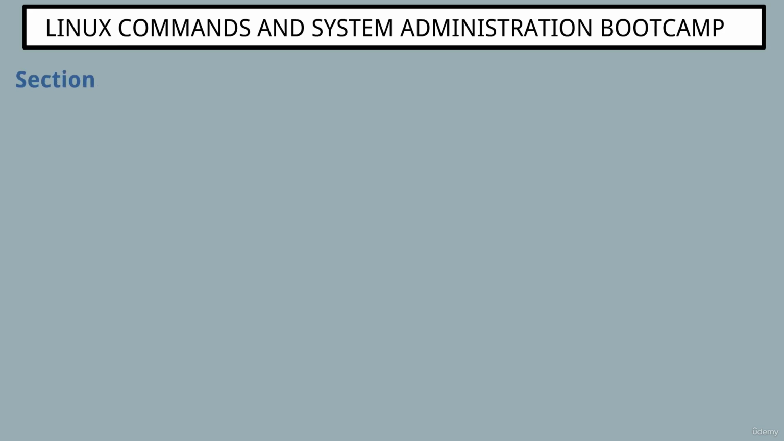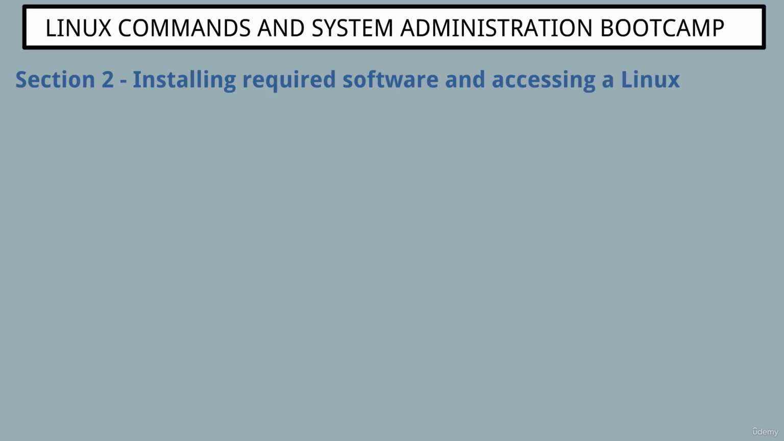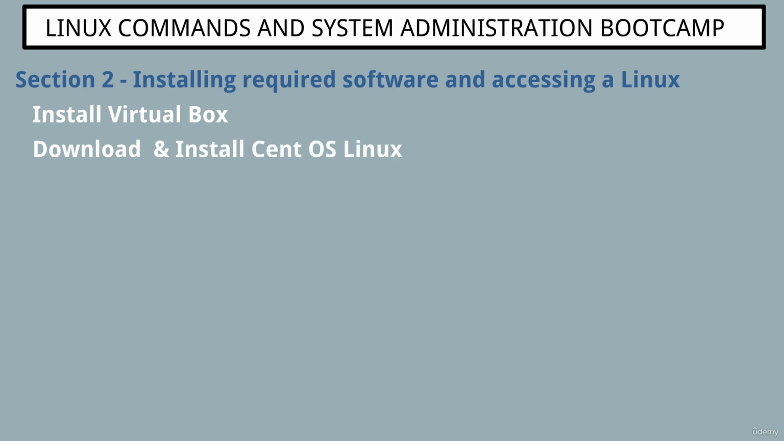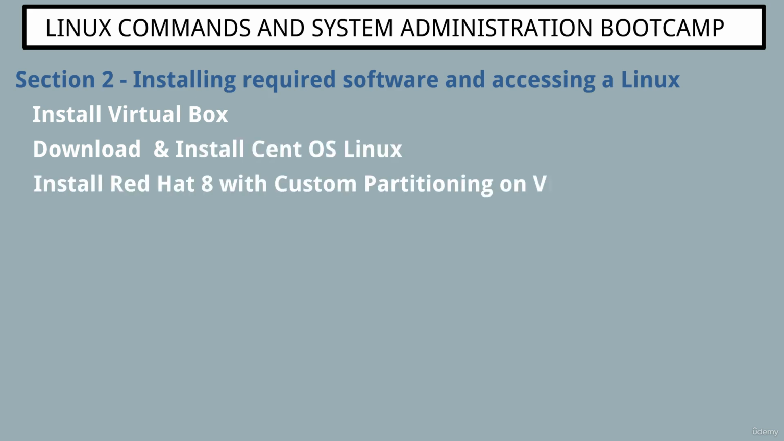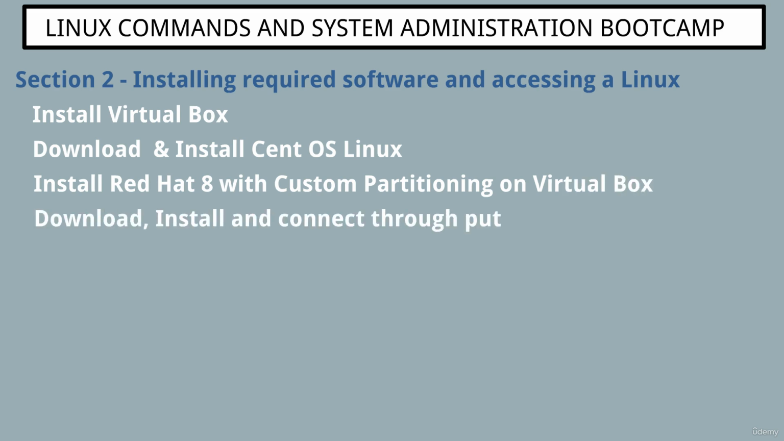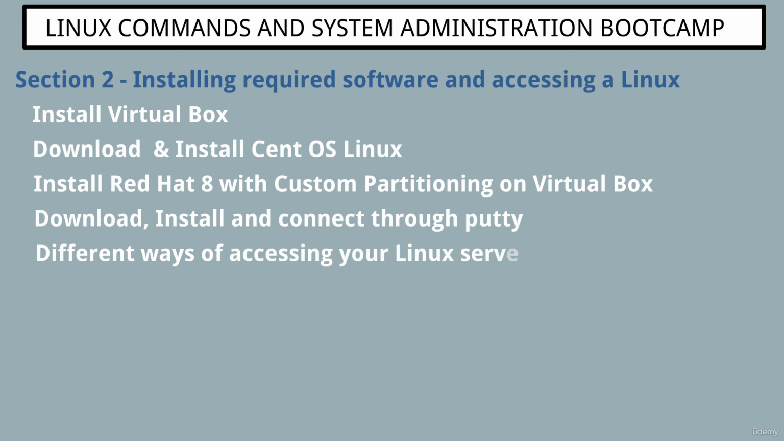So starting with Section 2, which is about the installation of the required software and accessing a Linux system. Install VirtualBox. Download and install CentOS Linux. Install Red Hat 8 with custom partitioning on VirtualBox. Download, install and connect through PuTTY. Different ways of accessing your Linux server.